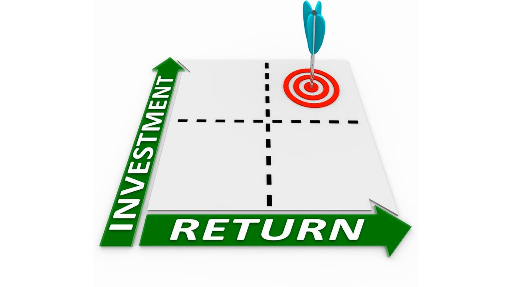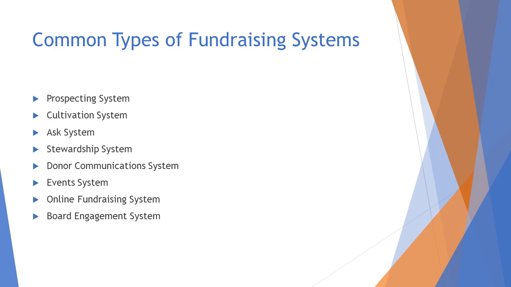Now, when we talk about fundraising systems, there are many different types of fundraising systems that you can implement at your nonprofit. What you see on your screen are the most common types of systems that organizations implement. They implement prospecting systems, which are sustainable strategies for bringing in new donors year after year. They implement cultivation systems. Those are methods for easily and effectively communicating with your donors and building relationships with them, even with limited time and resources.